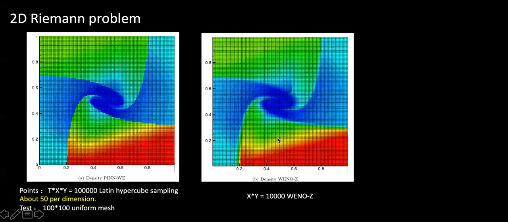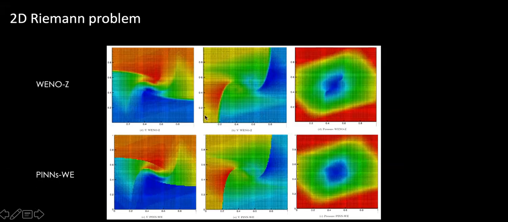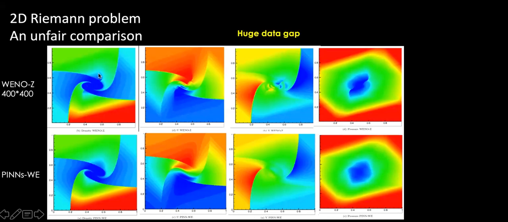Also, we take an unfair comparison. In this case, we use the same model as the last page, but test it under a 400 times 400 mesh, and compare it with WENO on the same fine mesh. We can get super convergent results. The discontinuity is as sharp as WENO, even though the data is in a huge gap.